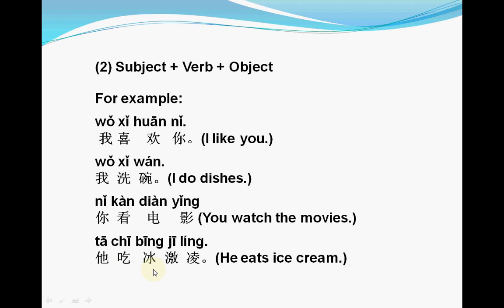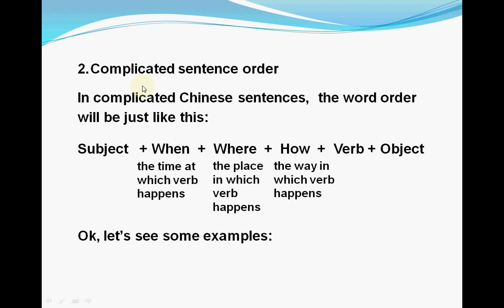Okay, from these sentences we can see that the word order for this sentence structure is the same as it is in English. It is very easy, right? But when we say some very complicated Chinese sentences, the word order will be different from the English one. Okay, let's see some examples. In the complicated Chinese sentence, the word order will be just like this. Subject followed by when, followed by where and how, and followed by verb and object.